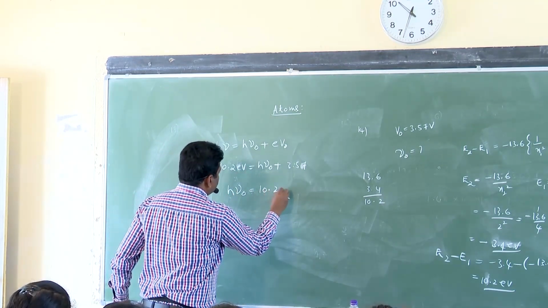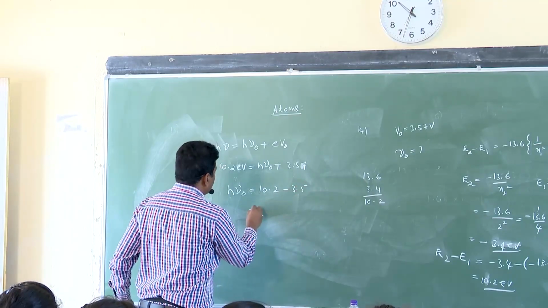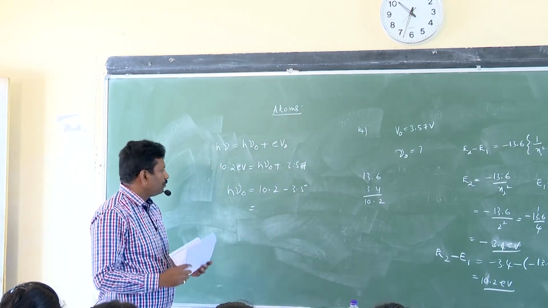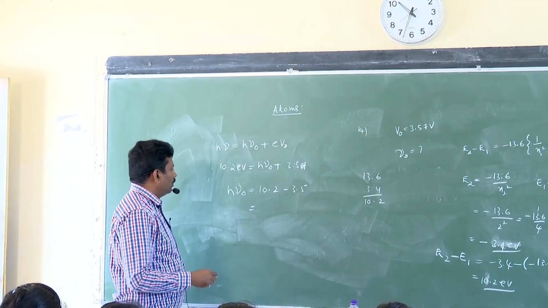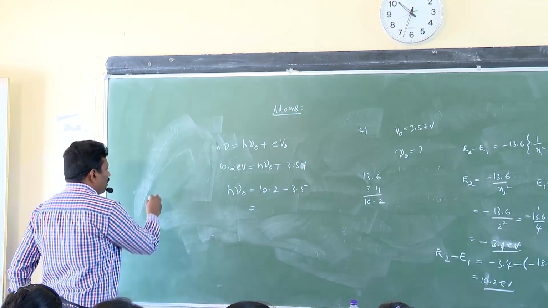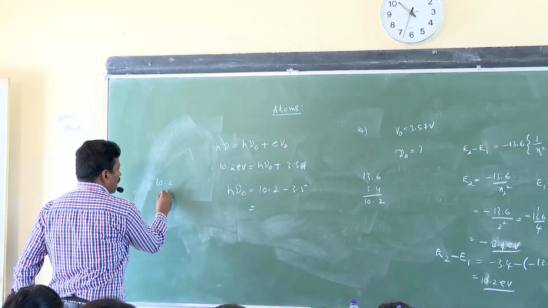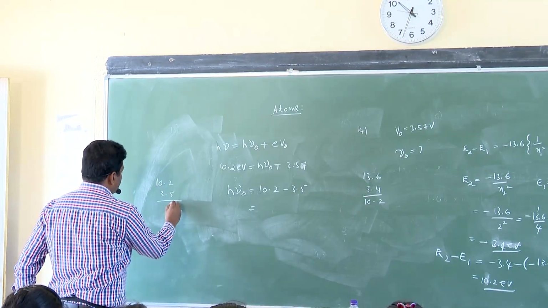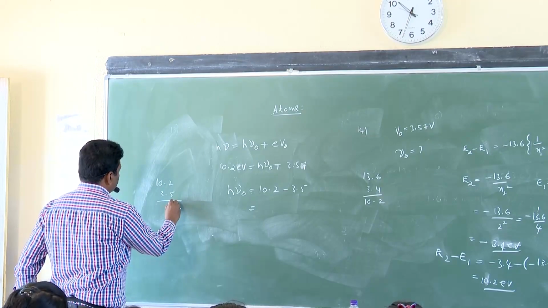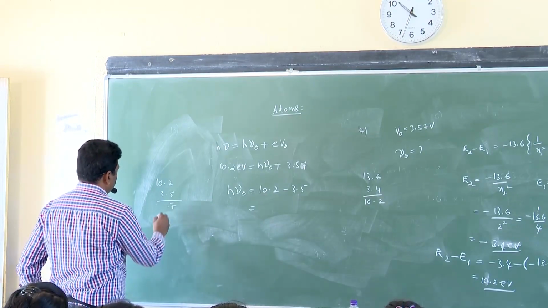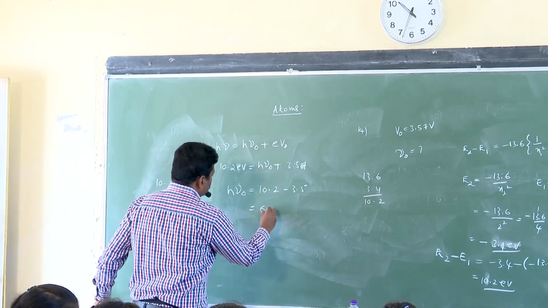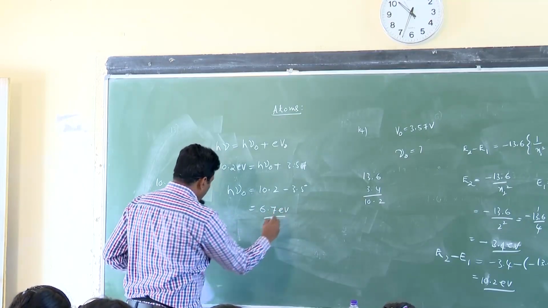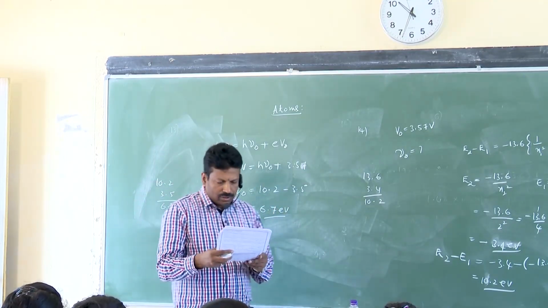10.2 minus 3.5. How much is it? Don't use a calculator. 12 minus 5 is 7, so it is 6.7 electron volt.